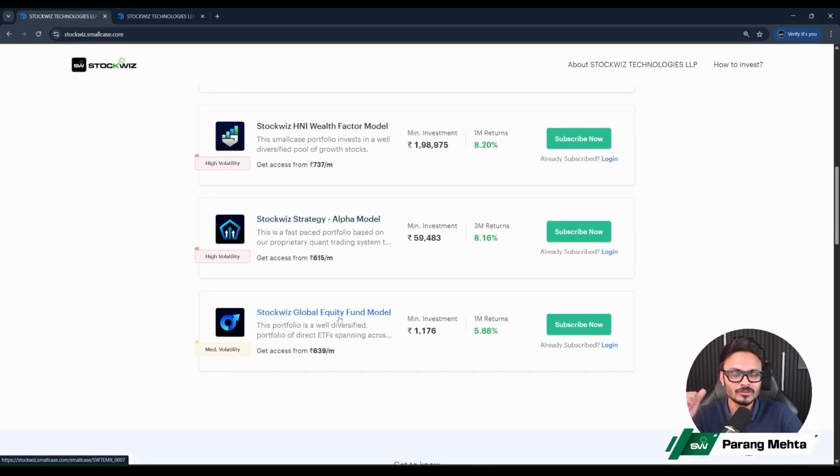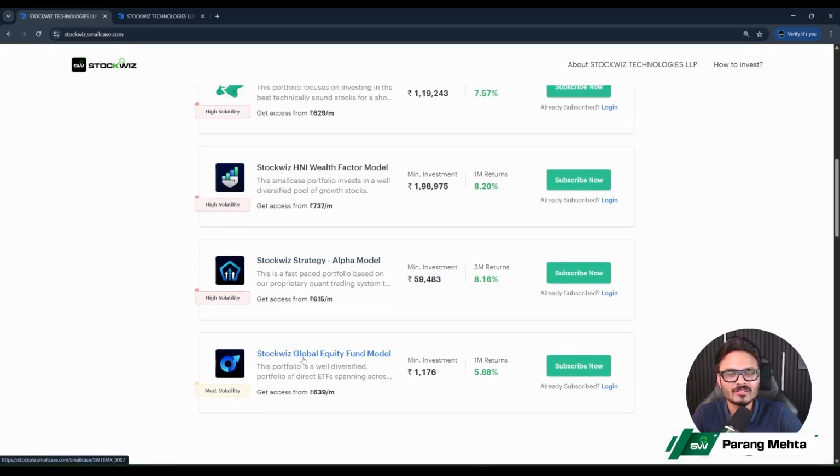Another smallcase that we have is the Stockwiz Global Equity Fund model, where we invest not only in Indian stocks, but we also invest in American companies like Nvidia, Tesla, Apple, Google, Amazon, etc. We also invest in gold, silver, and government bonds or debt securities. So it's like a mixed bag, perfectly suitable for first time investors. And over here also you can see that the minimum investment is very low since it's an ETF based portfolio, and 1 month returns are about 5.8%.